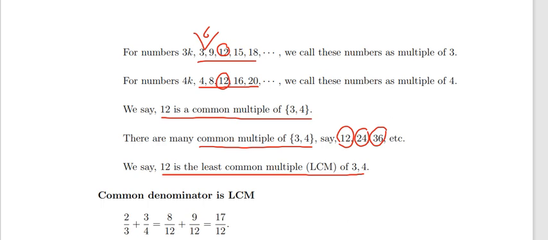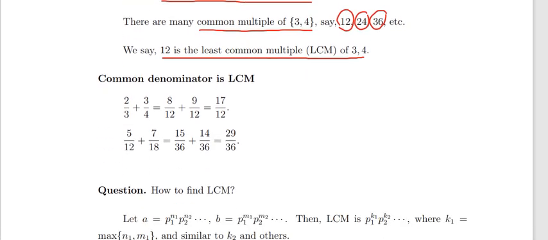So least common multiple is actually nothing new. We already know this. Like when we're talking about addition of fractions, we use a common denominator. So that common denominator is just the least common multiple. Like for 3 and 4, we use common denominator 12, right? And for 12 and 18, we use 36, right? So that 36, we can say is the common denominator. Also, this 36 is the LCM, least common multiple of 12 and 18, okay?